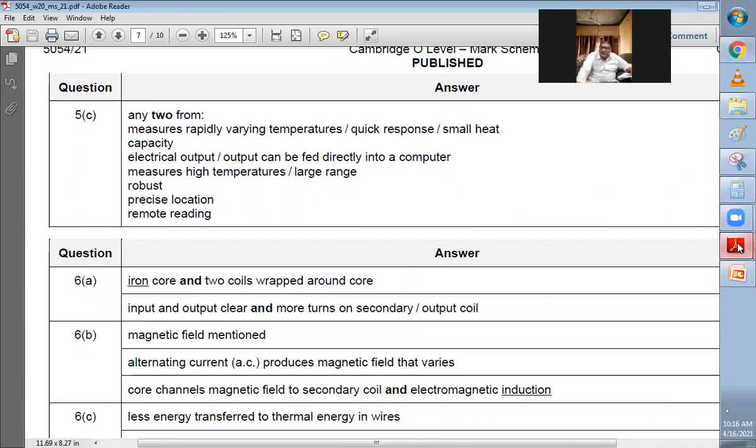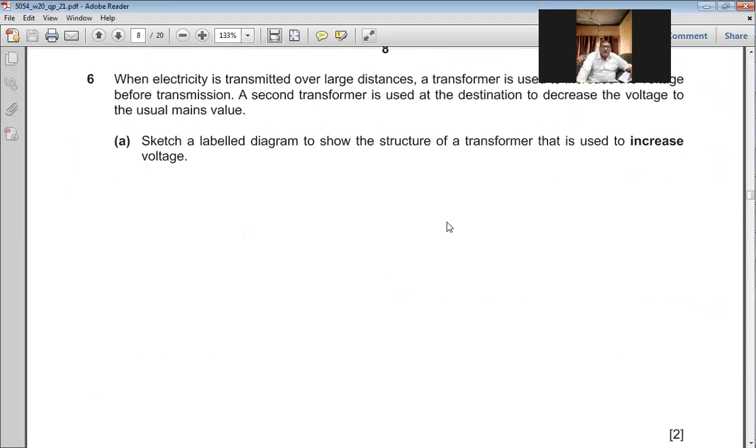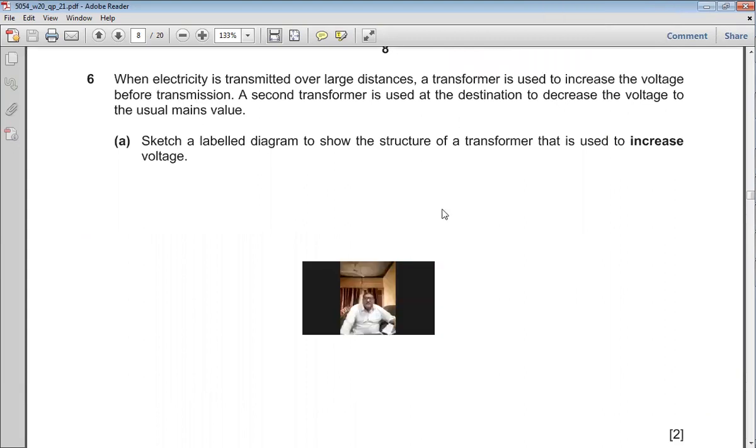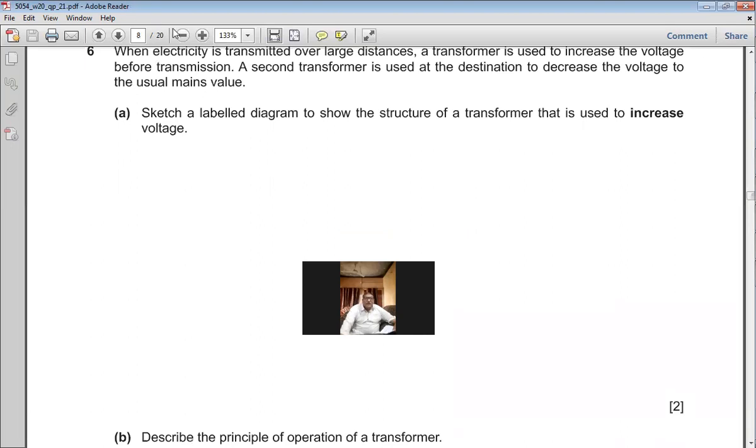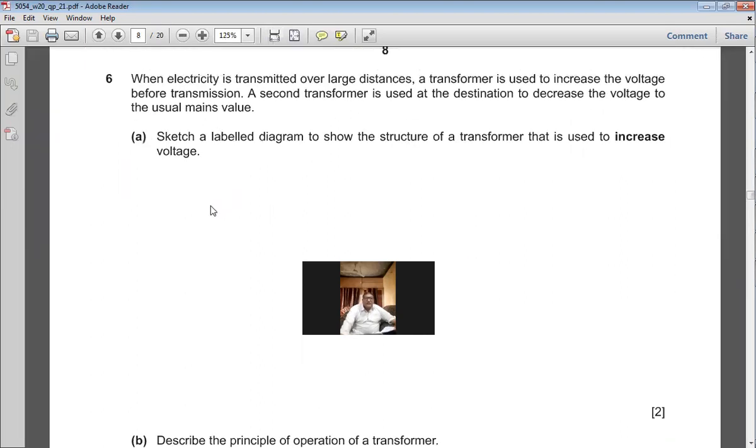So let's move to the next question, and that is question number 6. It's a 2-mark question. When electricity is transmitted over large distances, a transformer is used to increase the voltage before transmission. A second transformer is used at the destination to decrease the voltage to usual mains value. Sketch a labelled diagram to show the structure of a transformer that is used to increase the voltage.